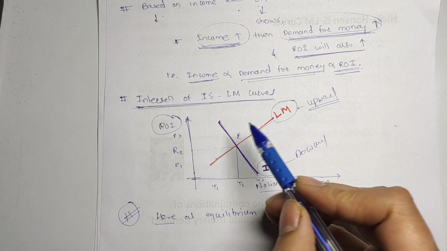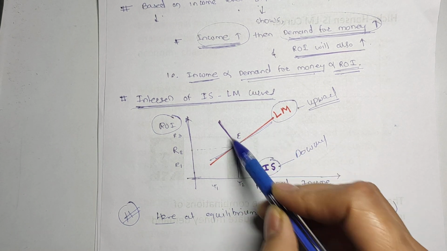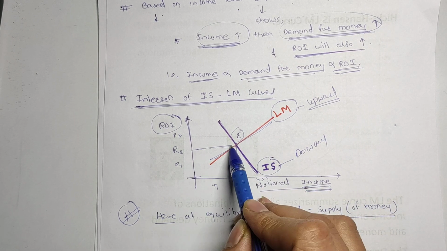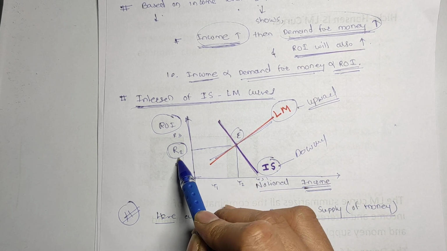See, remember friends, the intersection of the LM and IS curves is nothing but the point that is called the equilibrium, and the corresponding rate of interest is nothing but your equilibrium rate of interest.